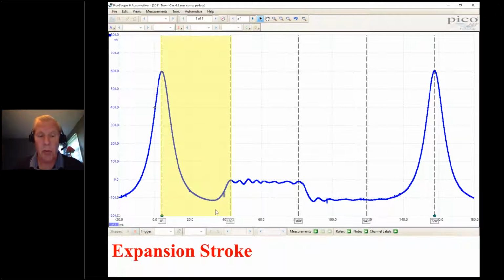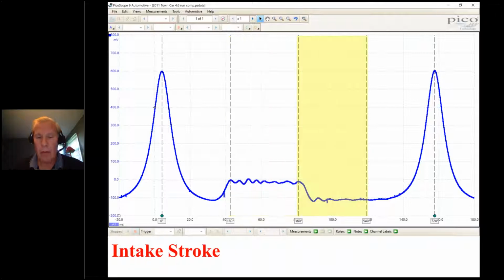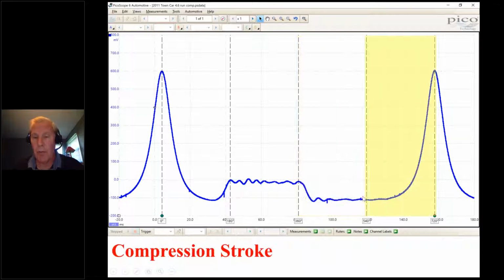The next stroke, of course, will be exhaust. It starts at bottom dead center, theoretically, and it ends at top dead center. Again, non-negotiable, it's 360 degrees, that's top dead center. Now, of course, I'm not taking into account what the valves are doing, but that's the position of the piston and the rod. The next stroke, of course, will be intake. Top dead center to bottom dead center. And finally, the compression stroke.